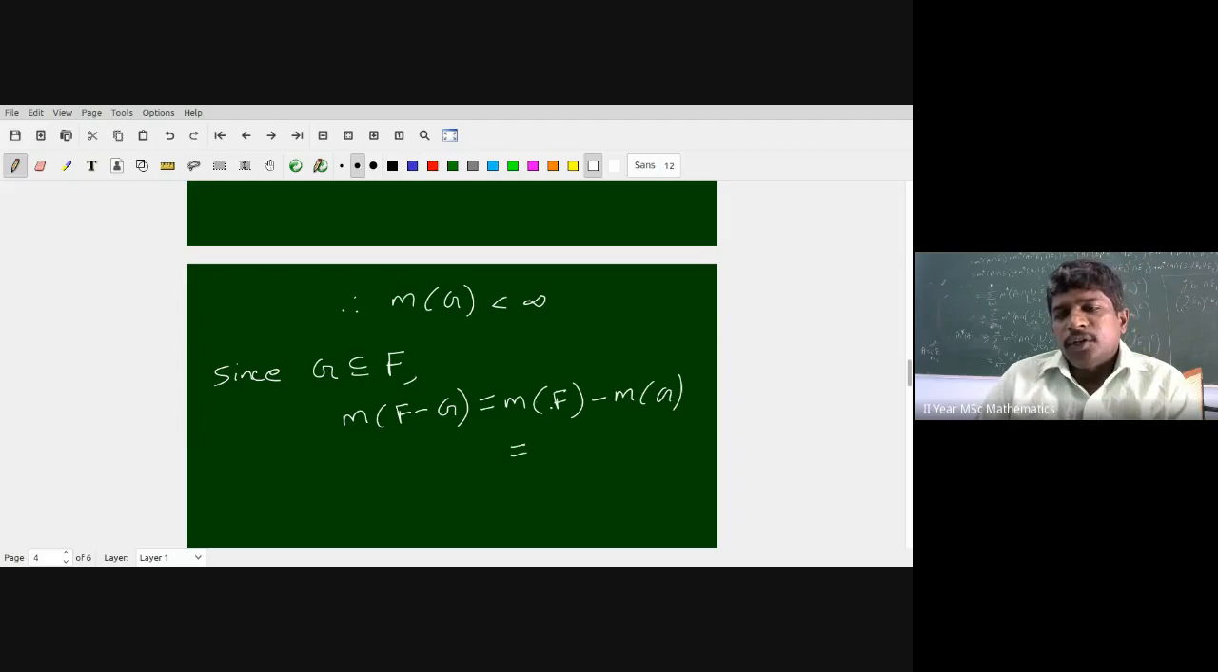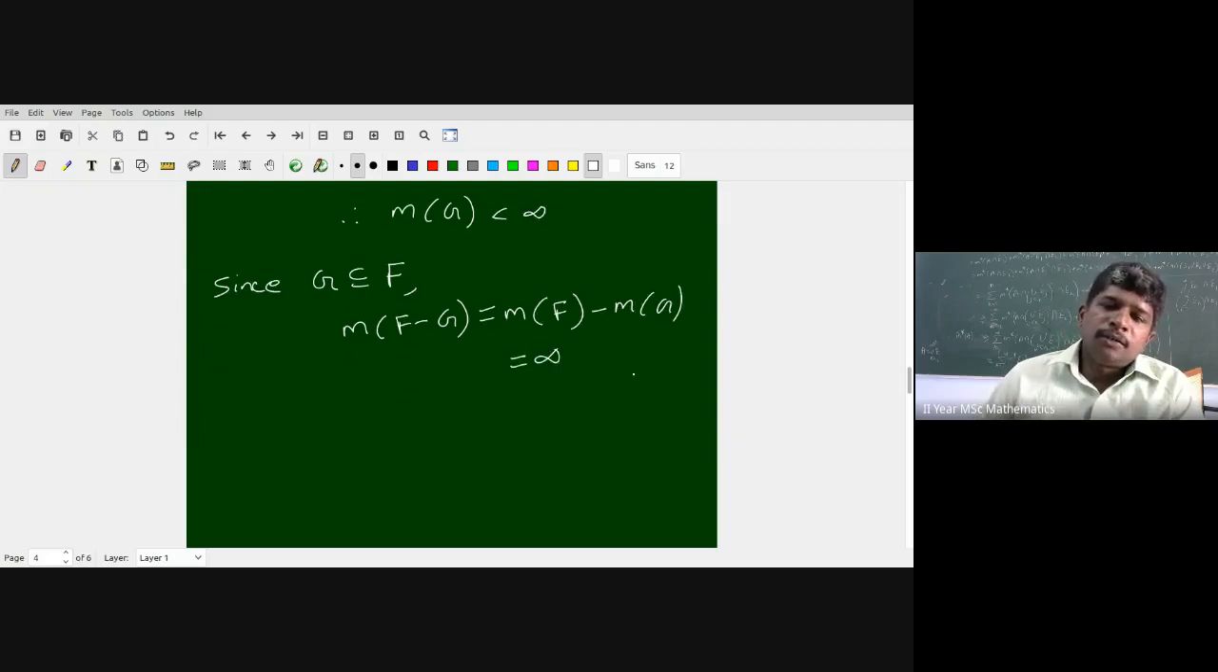So what is the measure of F? Infinity. Infinity minus a finite number is infinity, so it is positive. And M of G minus F is 0. The other side has infinite measure. Therefore, M of G delta F has positive measure.